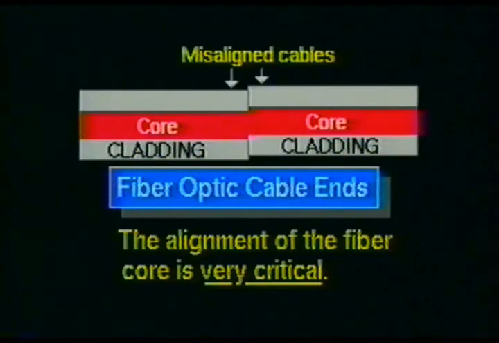The alignment of the fiber core is very critical. If the fiber core is not perfectly aligned, connector loss could become as much as 20 to 30 decibels. Therefore, the tolerances used when manufacturing the connectors must be very close. The alignment is so critical that most connectors manufactured today are made for specific types of fibers.